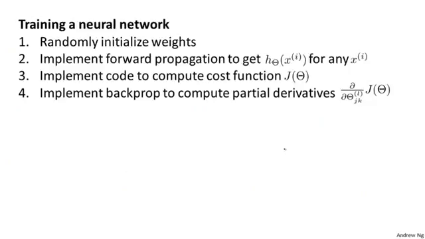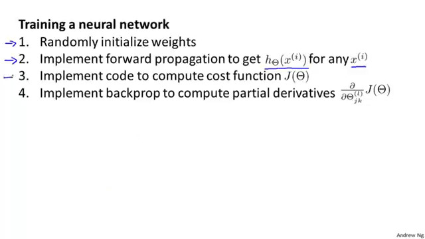Next, here's what we need to implement in order to train a neural network. There are actually 6 steps that I have. I have 4 on this slide and 2 more steps on the next slide. First step is to set up the neural network and to randomly initialize the values of the weights. And we usually initialize the weights to small values near 0. Then we implement forward propagation so that we can input any input x to the neural network and compute h(x), which is this output vector of the y values.